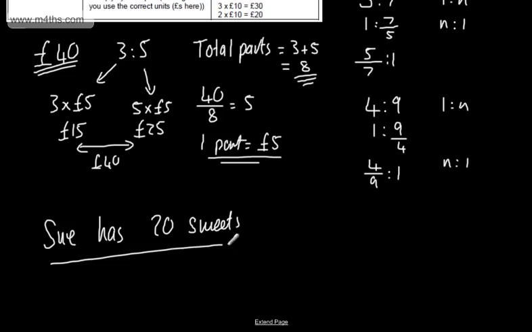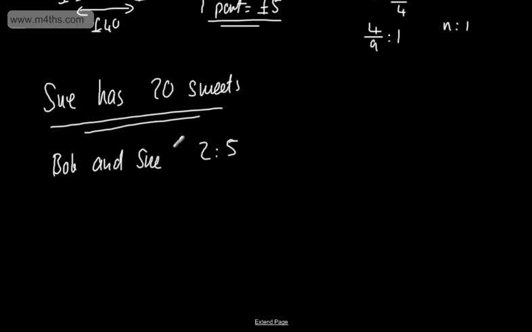So she's got 20 sweets from a total amount. The original ratio was split, her and Bob, so Bob and Sue, let's write Bob and Sue, had now the sweets shared in a ratio of 2 to 5. And we might be asked how many sweets there are in total. So Bob and Sue have this bag of sweets, and here's the bag, okay, and they share this in a ratio of 2 to 5.